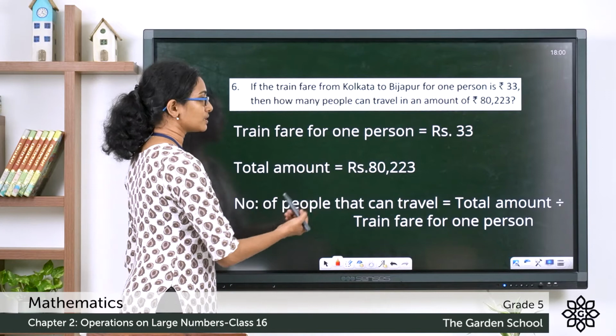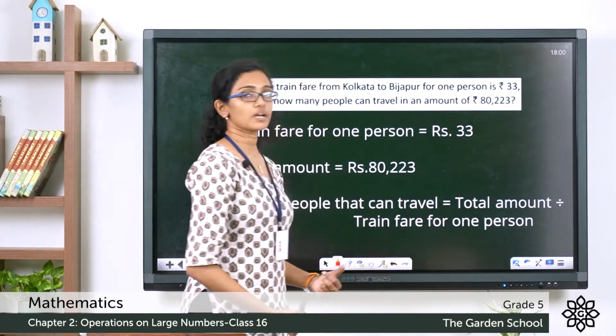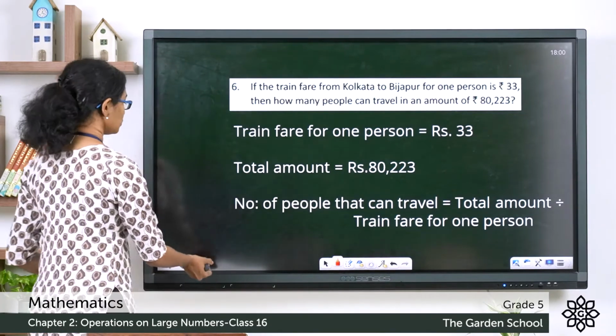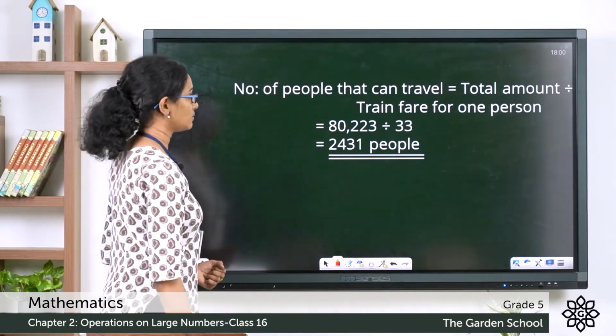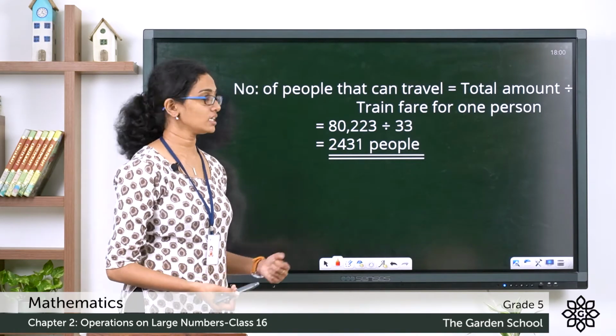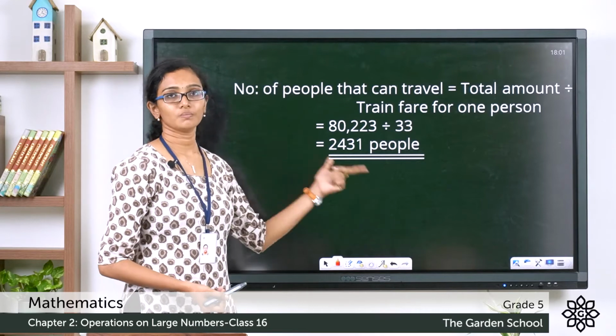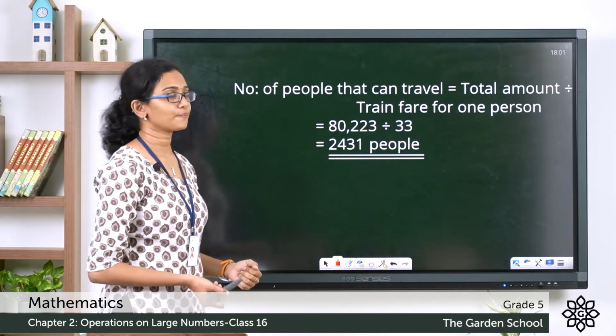And the number of people that can travel is equal to the total amount divided by the train fare for one person. So substituting the numbers gives you 80,223 divided by 33. That will give you 2,431 people as the answer.